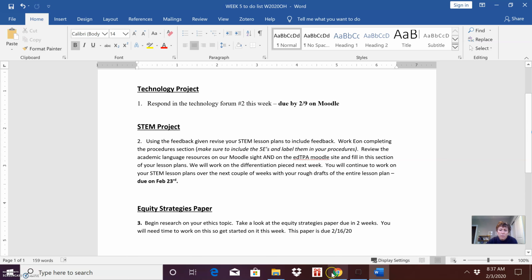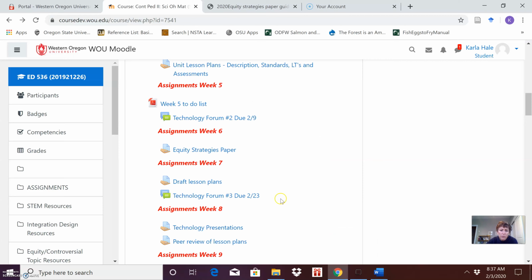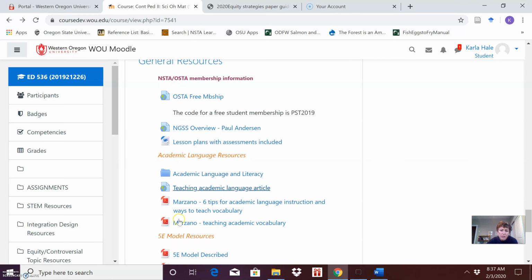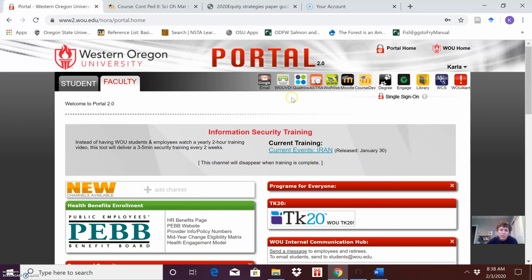I've provided some resources for you on Moodle. If you look under the general resources, there's a section on academic language. I'd recommend taking a look at some of those, but also the academic language resources that are on the EdTPA Moodle site are really good. So let's take a look at those real quick.